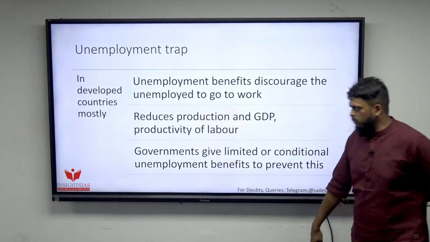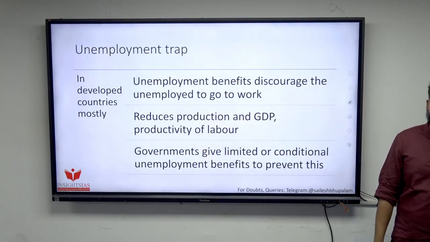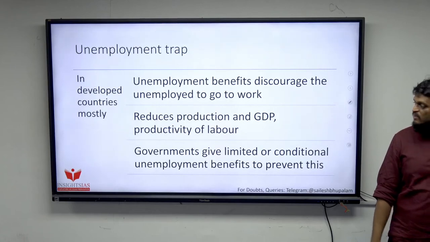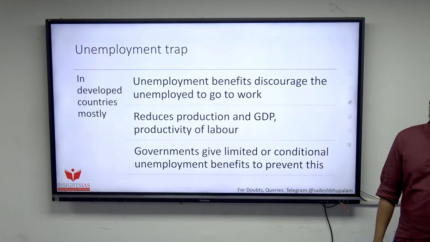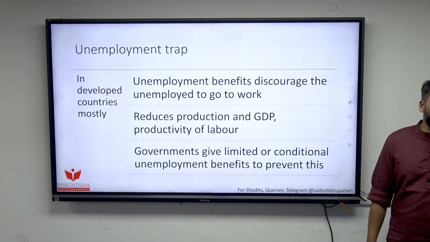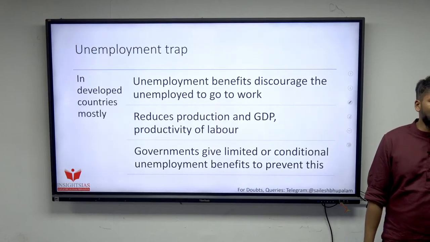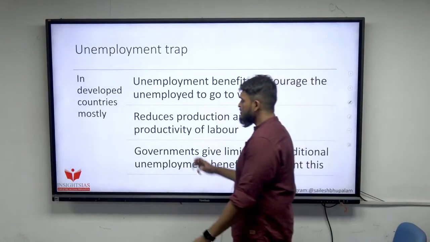So similar to liquidity trap, unemployment trap is also a term used in economics, but that is not as complex, it is very simple. People in developed countries get unemployment benefits. Benefits means, if a person is unemployed, imagine government is giving monthly some 10,000, 15,000 or something as income. In UK, in USA, they do this. This is called unemployment benefit.